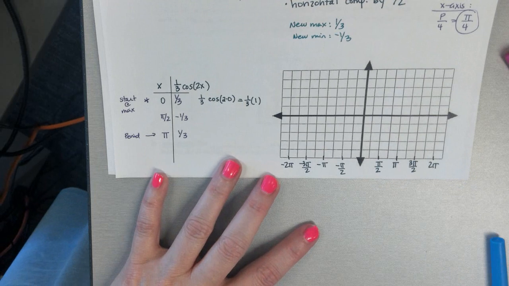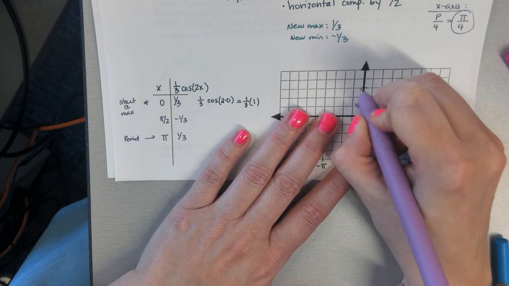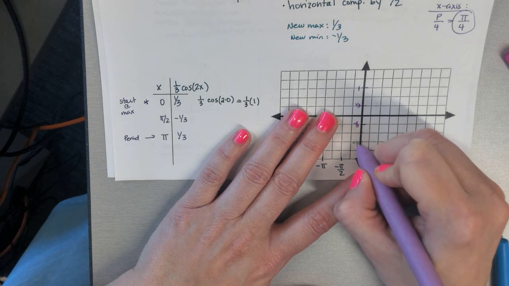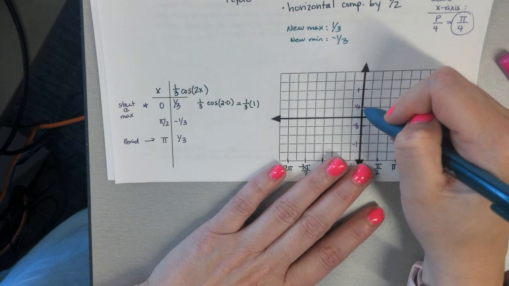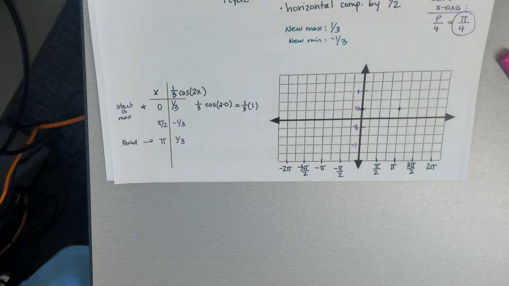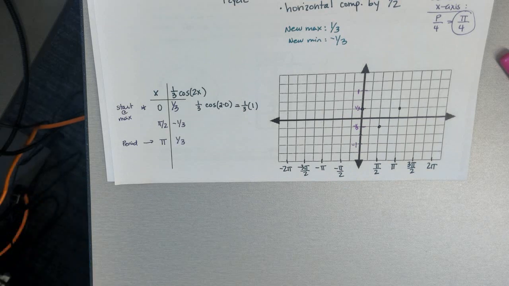Now it's 1/3, so I am going to label this as 1/3. This would be 2/3. 3/3 is 1. So this is negative 1/3. Negative 1/3. Okay, so at 0 I'm at 1/3. At pi I'm at 1/3. Halfway in between I'm at negative 1/3. Questions about those 3 points? The max, the max, the min. Start at the max, end at the max, halfway is the min.